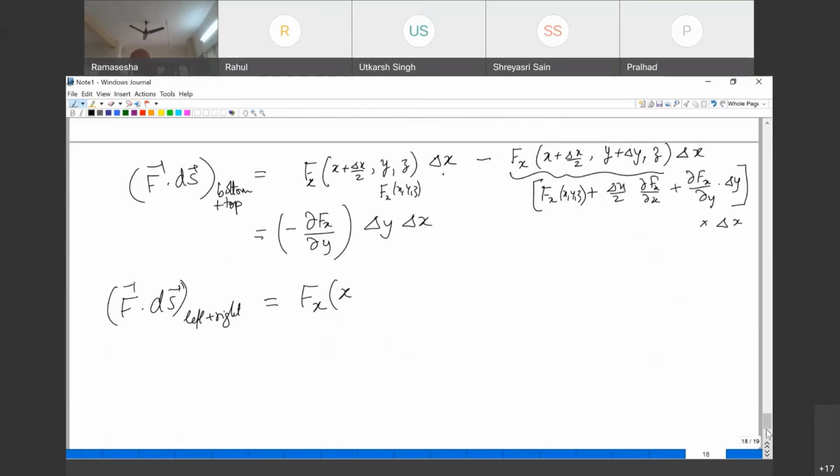It is clear at least to one person. I'm glad. So this is going to be fx at x comma y plus delta y by 2 comma z times delta y, which is the amount by which we are actually moving, minus fx at x plus delta x comma y plus delta y by 2 comma z times delta y. That is the two integrations that I have.